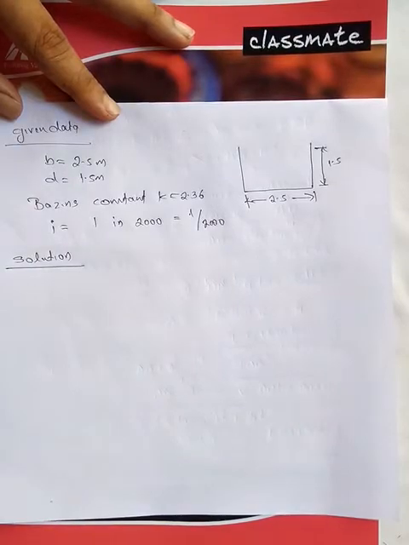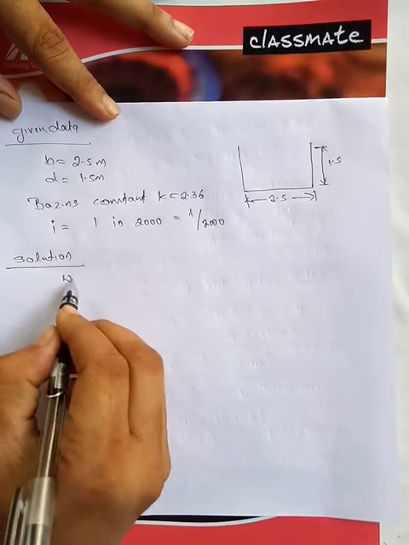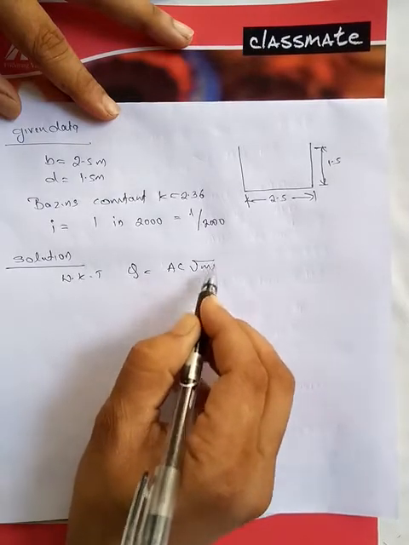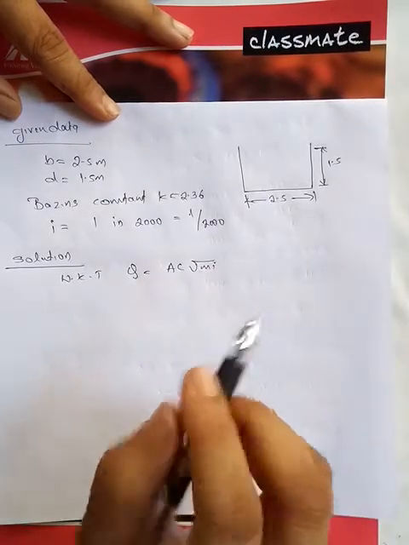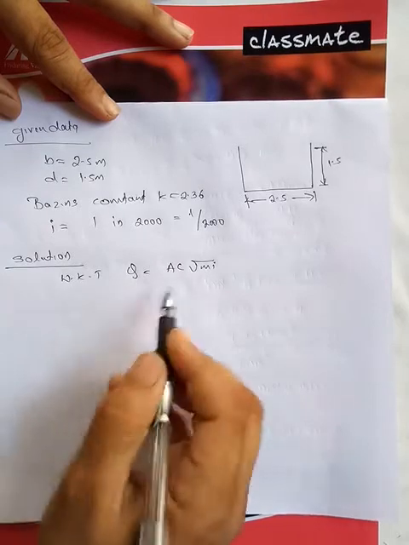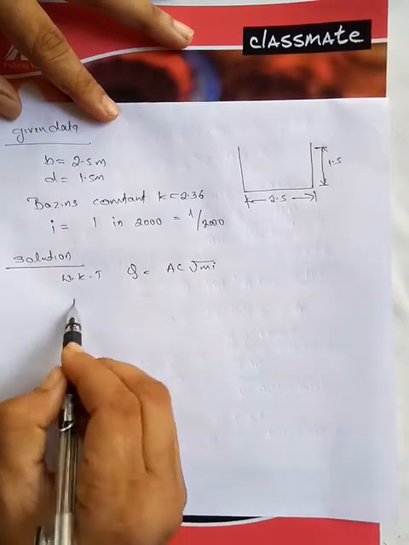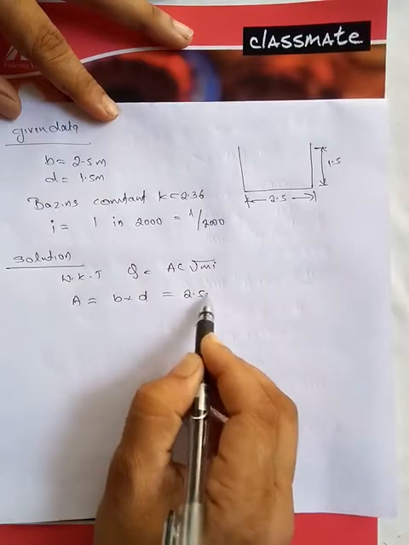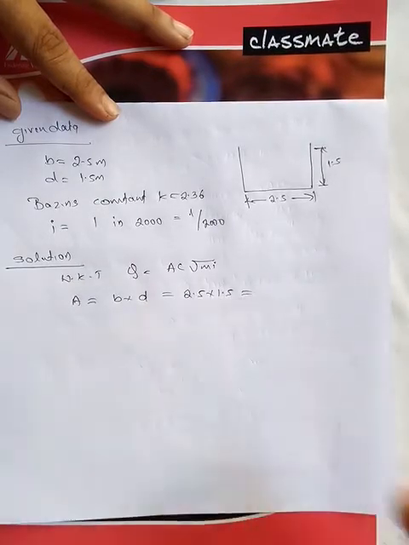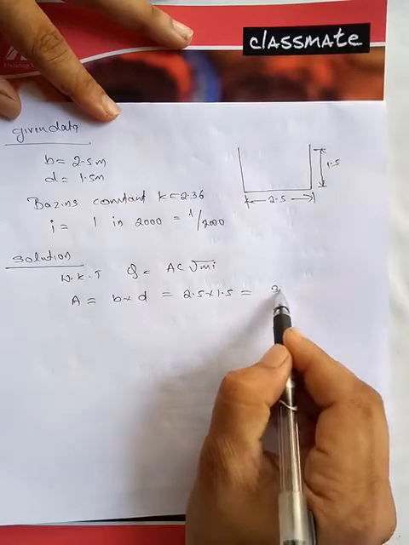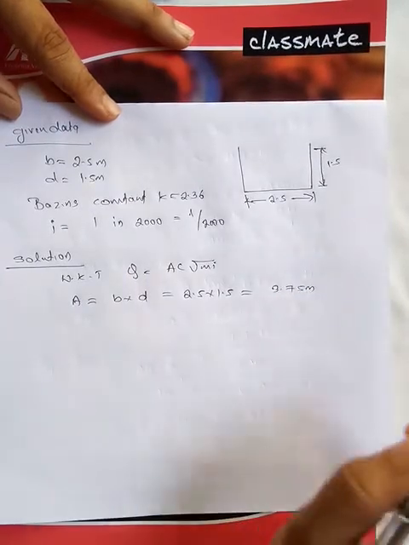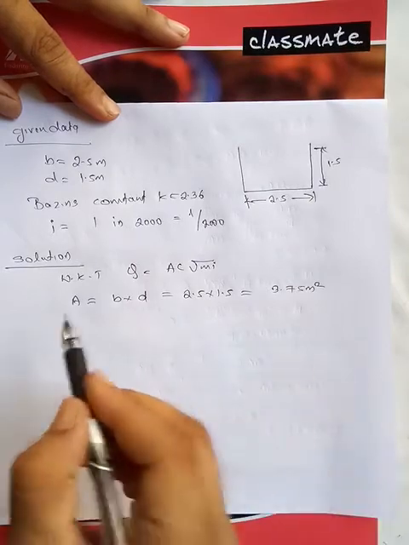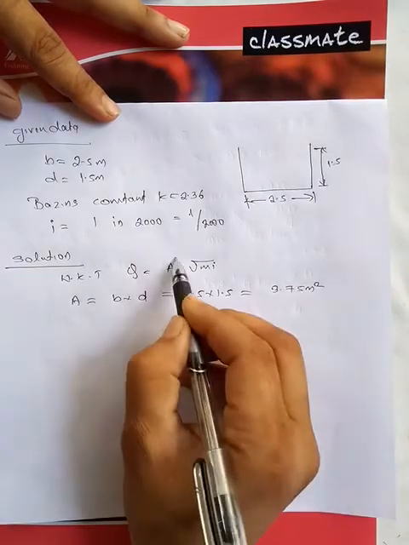You have to find out the discharge. We know that the formula is the same formula, Q is equal to AC root mi. Area of the flow A is equal to B into D, is equal to 2.5 into 1.5, is equal to 3.75 meter square.